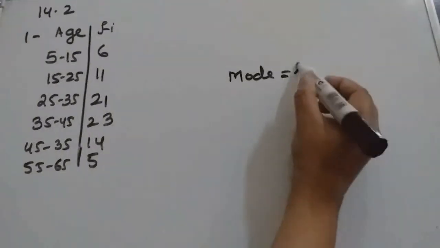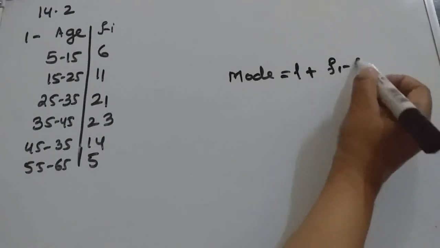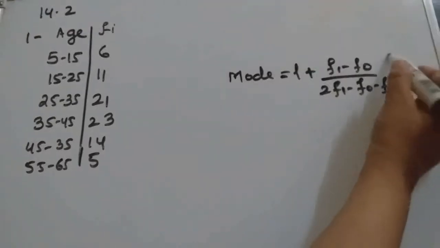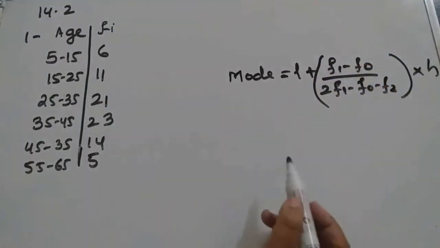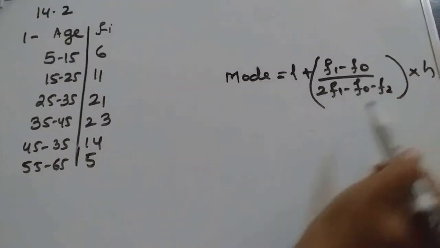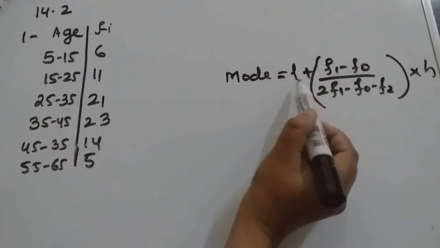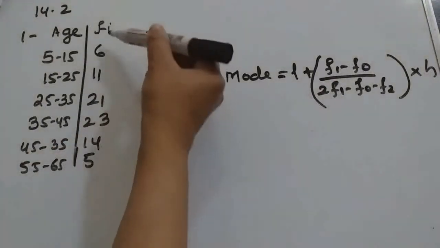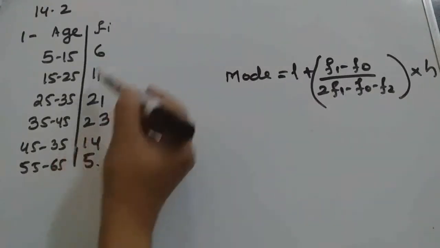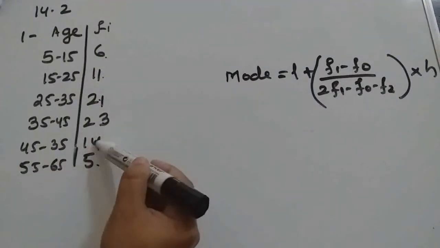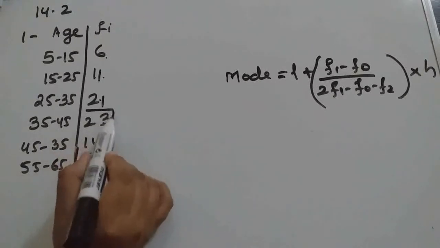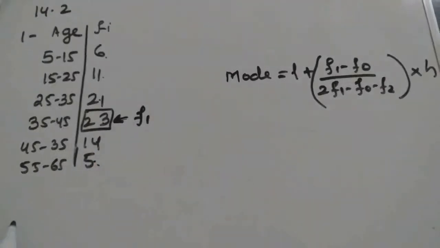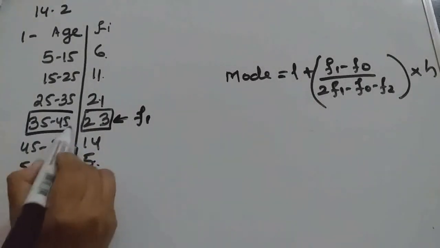So mode, we know, is L plus (F1 minus F0) over (2 F1 minus F0 minus F2) into H. Before that we'll find each of the variable values here. To find L, we should know the modal class. How can we find the modal class? We will check the frequency column. See, 6, 11, 21, 23, 14 and 5. Which is the highest frequency? 23. So this we will write as F1.